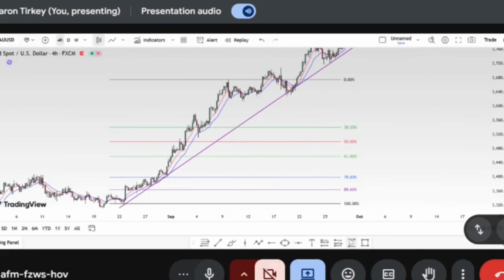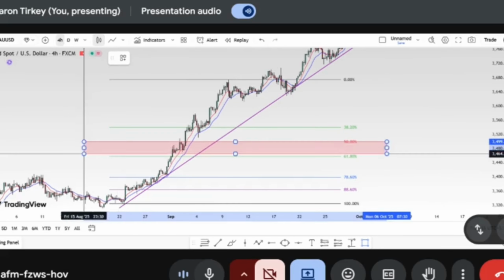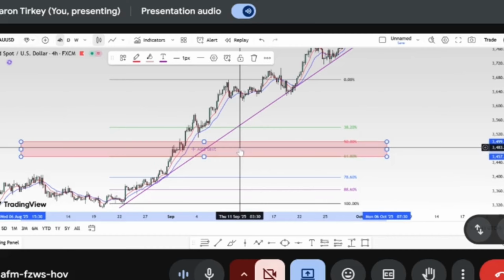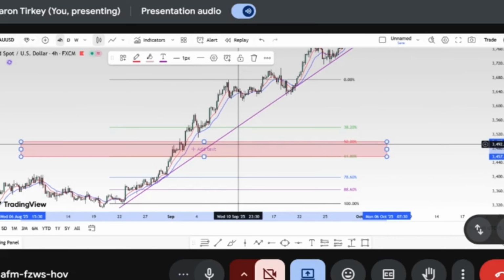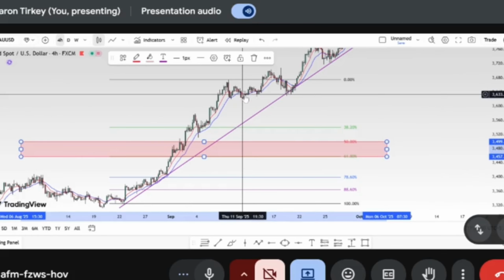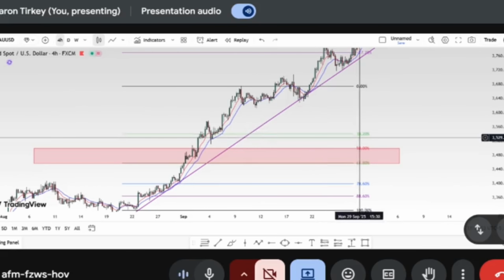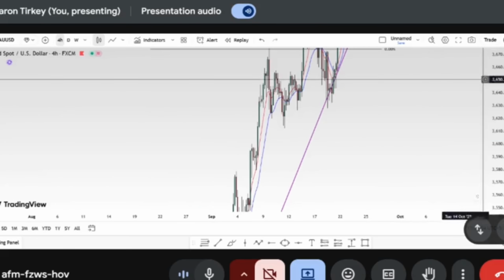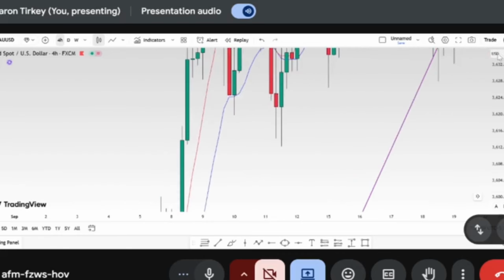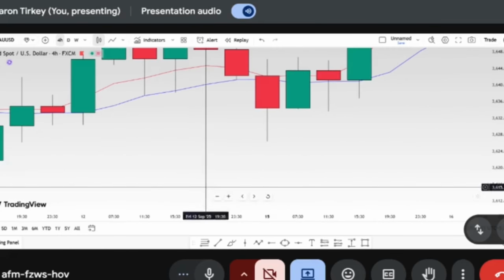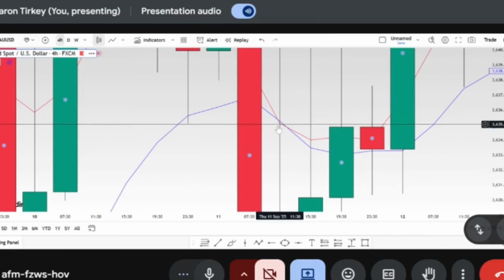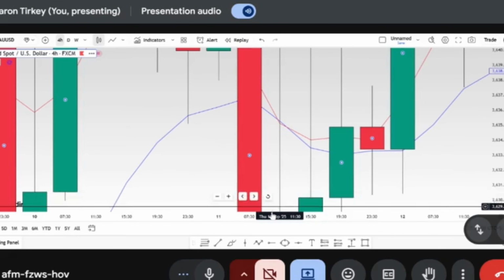Now price needs to retest between these levels, 50 to 61%. This is our area of interest. But sometimes the market gives you an early opportunity to buy. Like this, suppose here price gives you an early opportunity, because here also the EMA is crossing a little bit downside. If you see here, it's crossing downside.